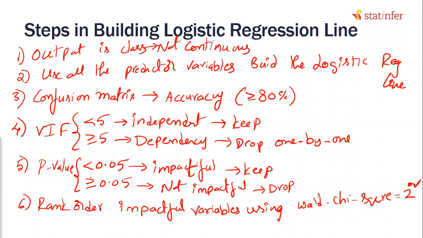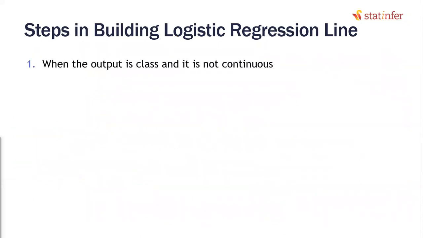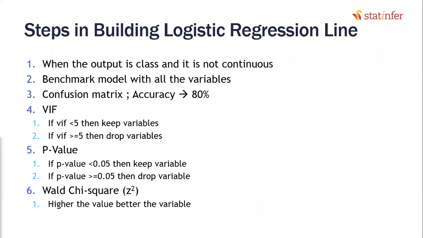These are the steps while building the logistic regression line, and as a data scientist you are expected to follow all these steps. You cannot miss any of these steps, otherwise the model is partially built. That's it. Any questions?